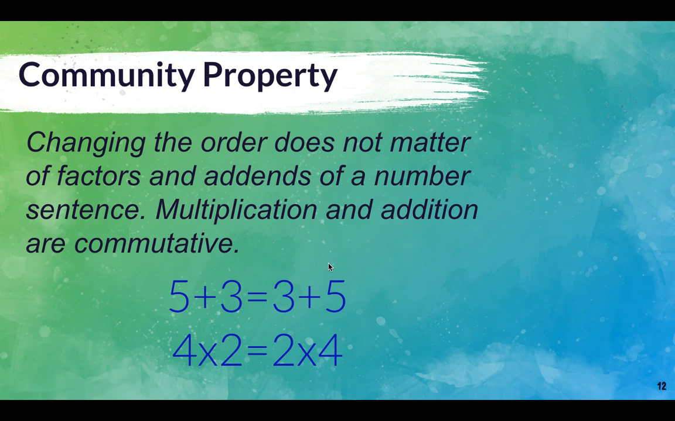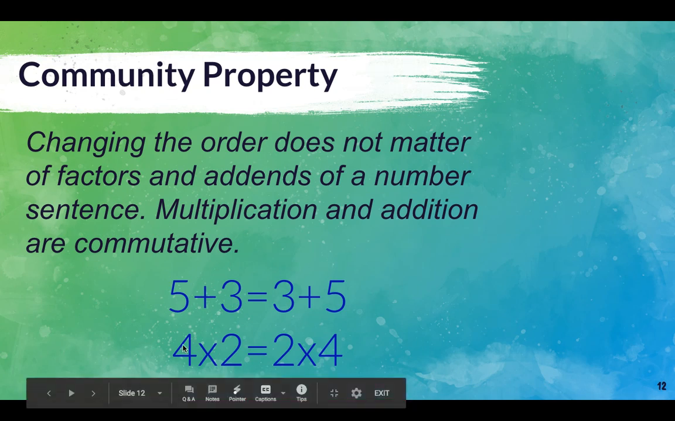And Miss Lebetter used to say, commutative property is the same as it doesn't matter who brings you to school. Mom or dad, you still get to school. So it doesn't matter what order my factors are in. I'm still going to get the same answer.